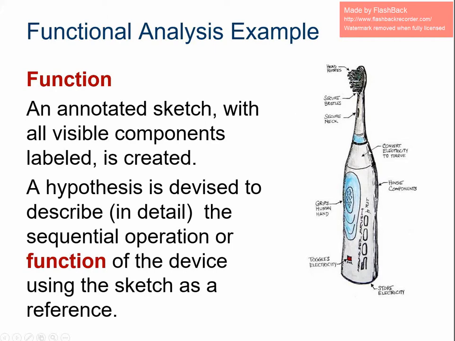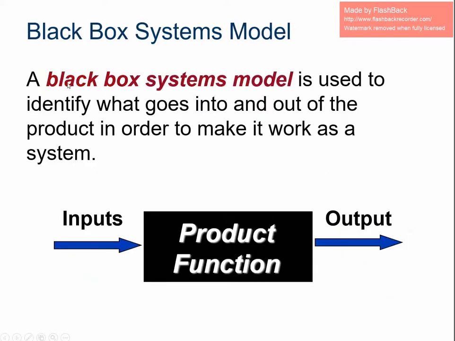So we don't know exactly what is in here. We have to make a guess, but we give it a label. So we use what's called the black box system model. We identify what goes into it and what is the output. So what is our input? It does something, and then we get an output.